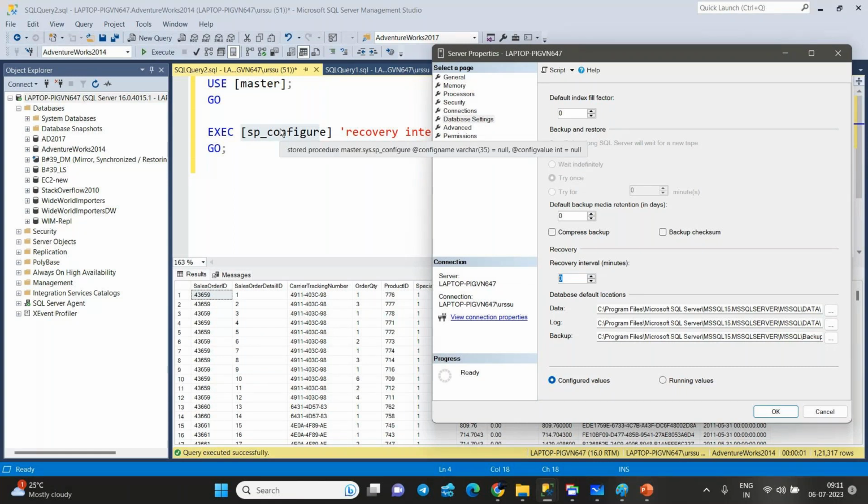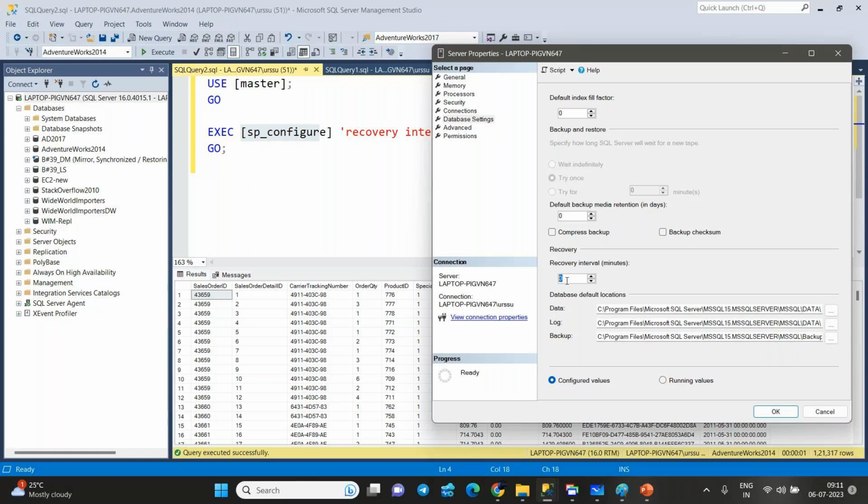Okay, so that is the automatic checkpoint. Everyone clear about automatic checkpoint? Yes, sir. No, sir.